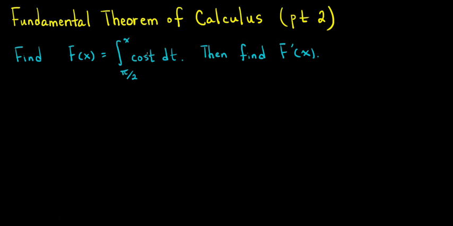Alright, so in this video we're going to go ahead and continue our discussion on the fundamental theorem of calculus. We're going to start with this example here, which I'm asking you to find the integral from pi over 2 to x of cosine of t dt. And once you find that, then I'd like you to take the derivative.